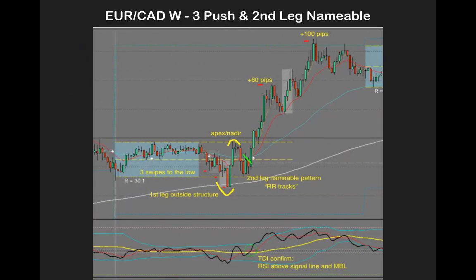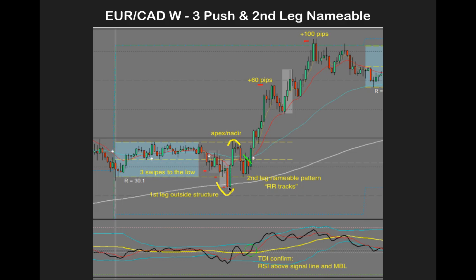Okay, so here we have a EuroCAD example. This is a W, 3 pushes with a second leg nameable pattern. So this is our Asian session. In this Asian session box you can see the accumulation phase. And then what happens after the Asian session? They break out of the box. They give you 3 swipes to the low, 1, 2, 3. And then they create this outside structure.